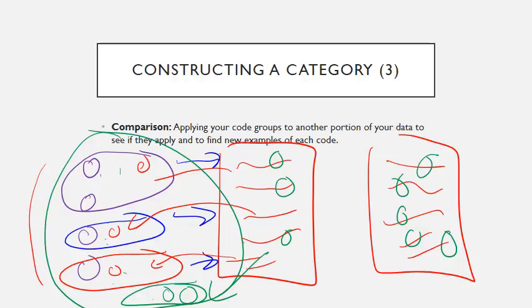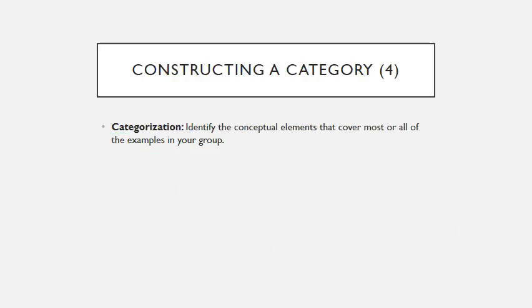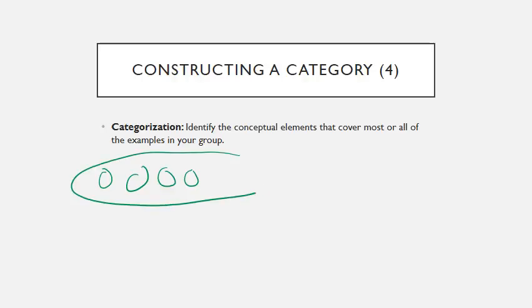So you start with codes, then you have axial coding, then you have comparison coding. Then you have the 4th step, which is categorization. This is where you identify the conceptual elements that cover most or all of the examples in your group, okay? So once you have a code group, these are all examples within that group.